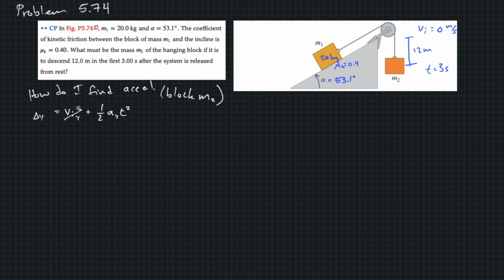So initial velocity, 0, because it starts from rest. Time, 3 seconds, delta y, 12 meters. I'm going to rearrange this a little bit, solve here, and find that the acceleration in the y direction of block M2 comes out to be negative 2.67 meters per second squared. Or I'm sorry, actually that's positive, my bad.